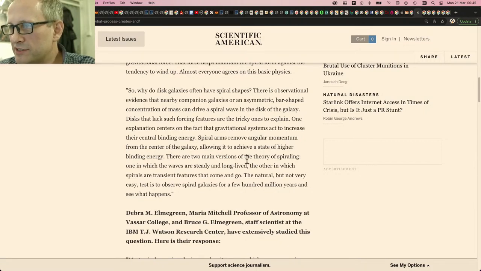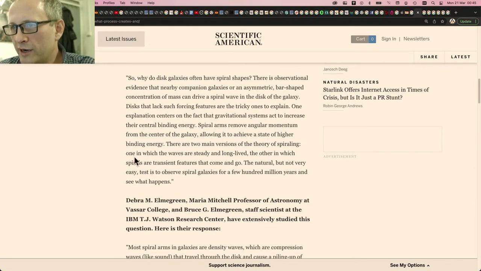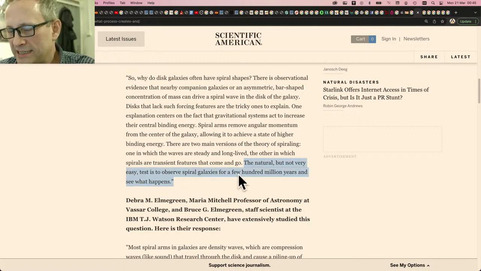There are two main versions of the theory of spiraling, one of which the waves are steady and long-lived, the other of which spirals are transient features that come and go. The natural but not very easy test is to observe spiral galaxies for a few hundred million years and see what happens.